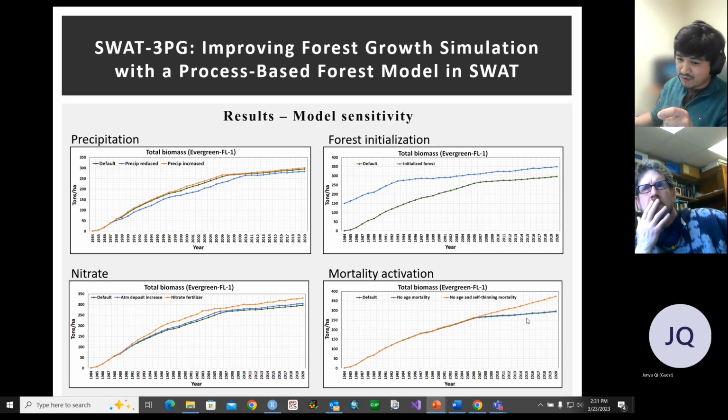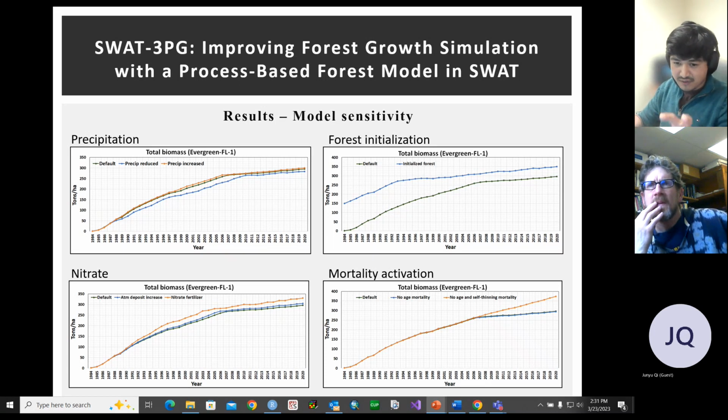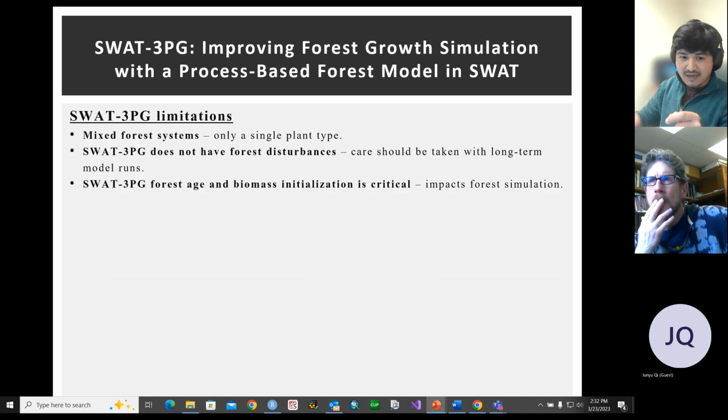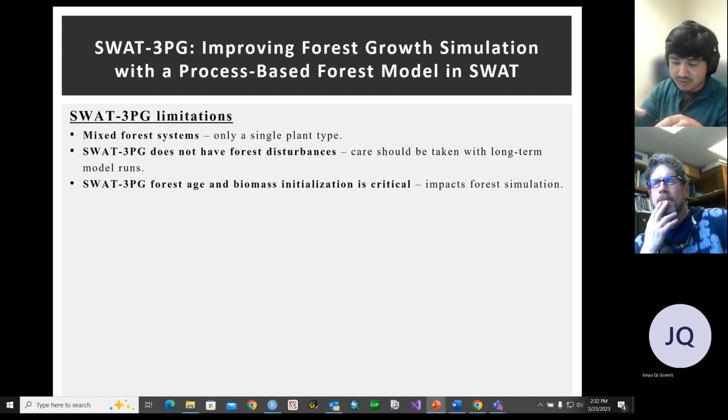And then we saw that if we did not have that constraint, the biomass grows linearly, not as expected, right? So these mortality components that we have incorporated are critical. So now, quick thing: although generally we could see an improvement in forest simulation with this new 3PG module, there are still some limitations that we need to note, right?